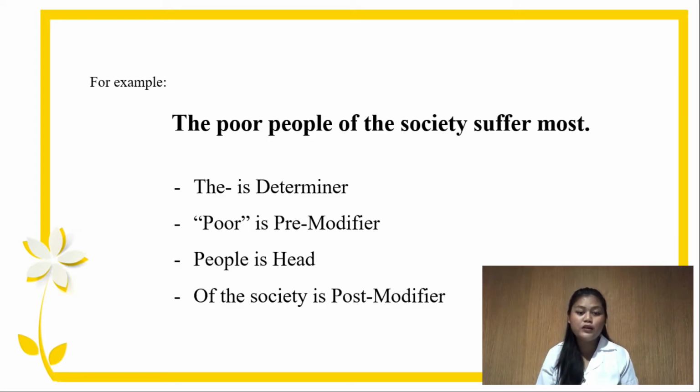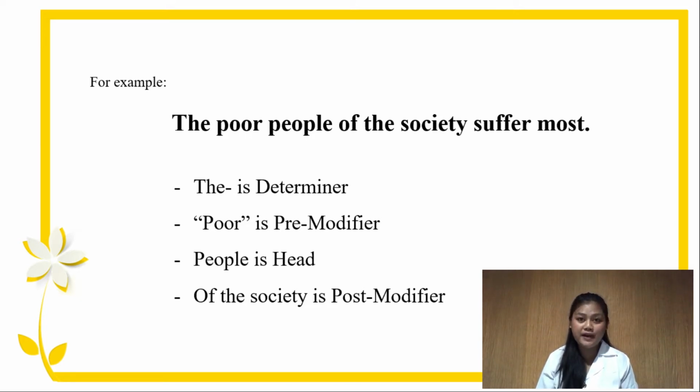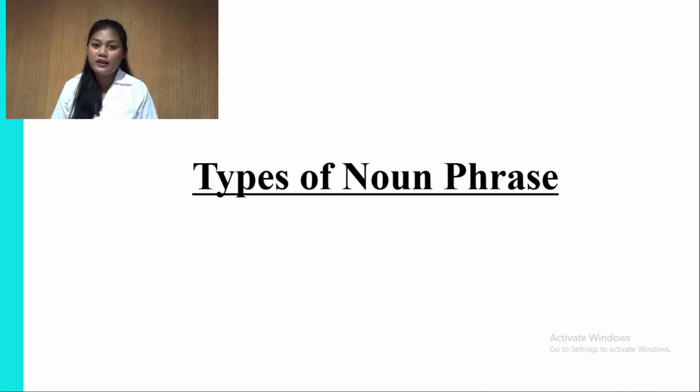For example, you can see in this slide, the poor people of the society suffer most. This sentence can be described as follows. The is the determiner, poor is the pre-modifier, people is the head, and of the society is the post-modifier. Okay, now we continue to the next part.